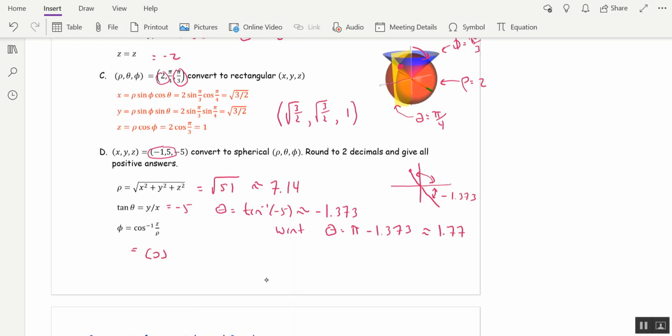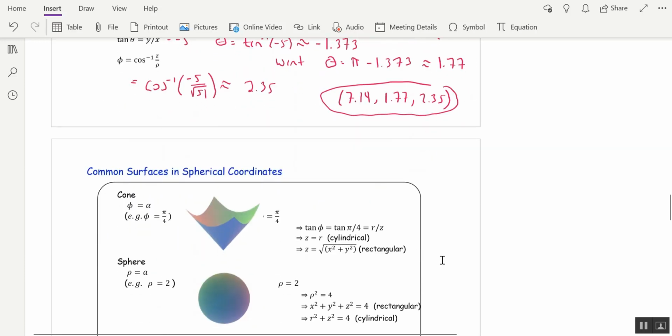So this is going to be cosine inverse. Z we know is -5. And you have to do these in order, like you have to find rho before you find phi, because rho is in the formula for phi. So what was rho? 7.14. Personally, I would use square root of 51 first so I didn't have any rounding error. Then I'd plug this into my calculator, which I did, and I got 2.35. So this gives us 7.14, 1.77, 2.35.